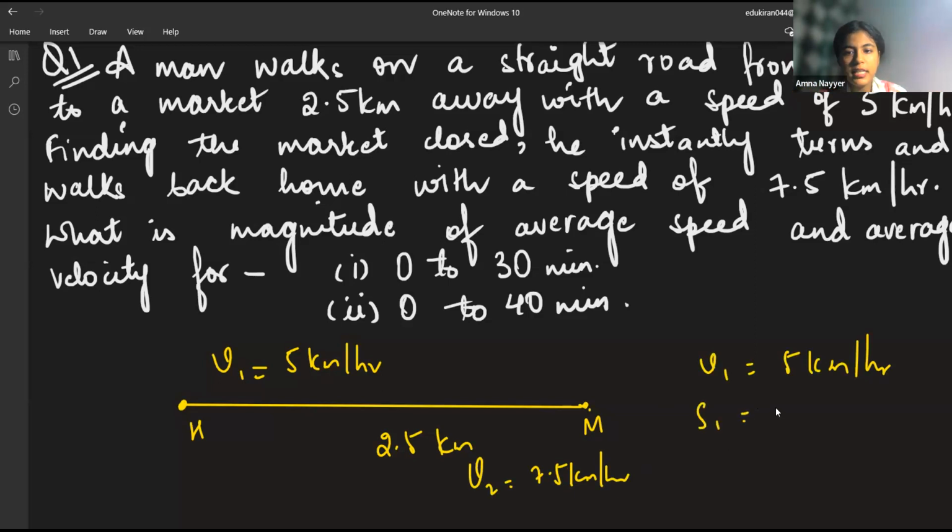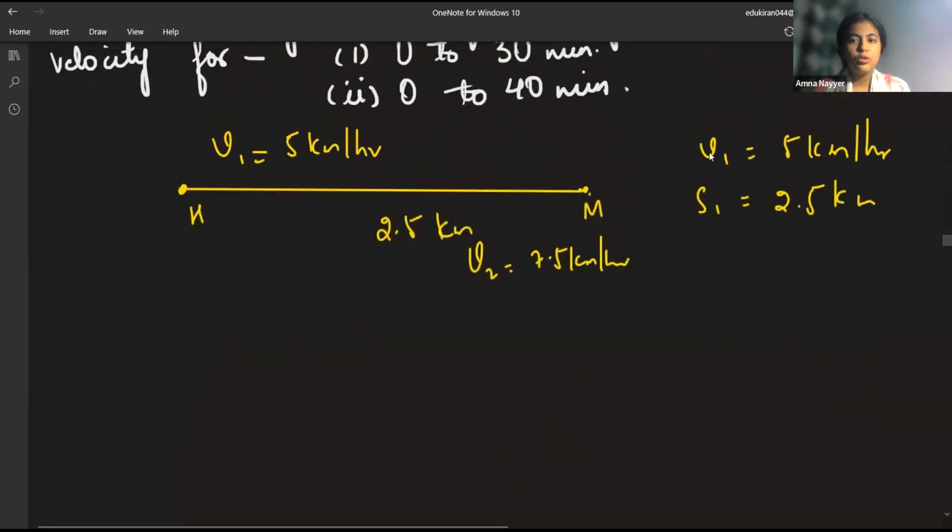What is the initial distance? 2.5 kilometers, right? Speed is 5 kilometers per hour, distance is 2.5 kilometers. So what is the time? Because we want to find out where the person is exactly at 30 minutes and 40 minutes. So see, let us find out the time. Speed is given, distance is given. How to find out the time?